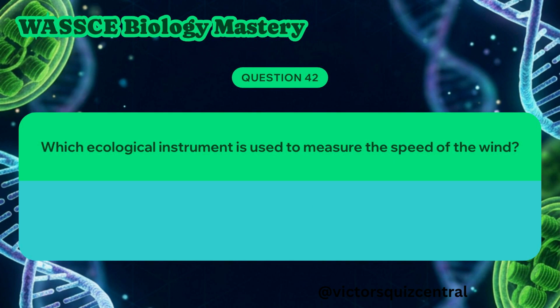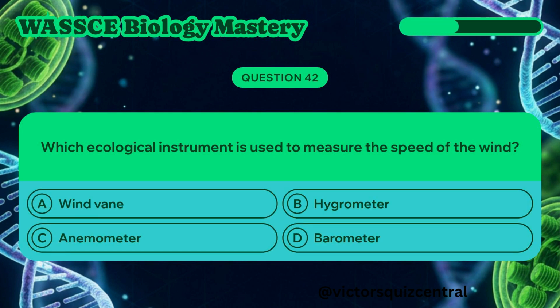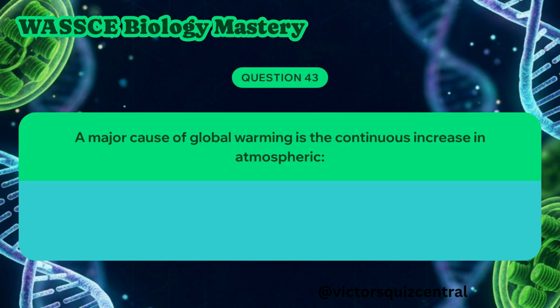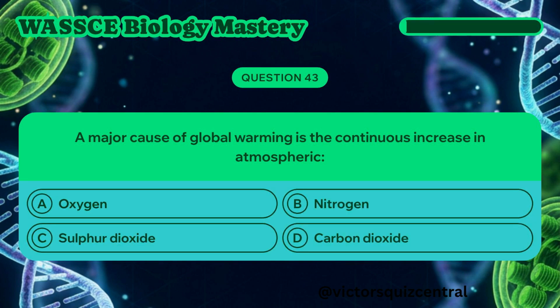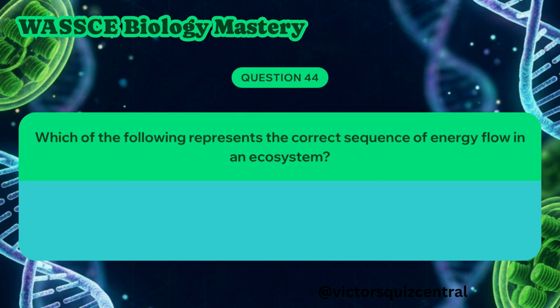Which ecological instrument is used to measure the speed of the wind? A major cause of global warming is the continuous increase in the atmosphere. What is the correct sequence of energy flow in an ecosystem? Is it consumer to producer to decomposer, sun to producer to consumer, decomposer to consumer to producer, or sun to consumer to producer?